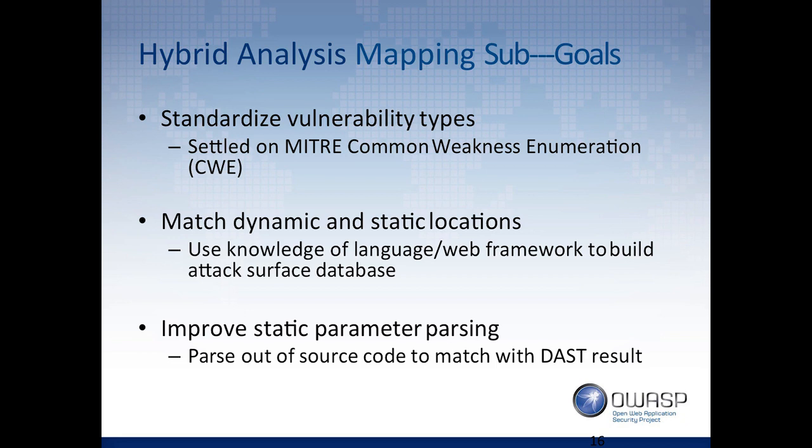Similarly, we need to be able to determine, for the parameters that are being passed in, where those enter the source code. We'll talk about why it's important for us to be able to do those things, but those are basically our sub-goals. We need to be able to understand when these two different technologies talk about the type of vulnerabilities, and correlate those. We need to know where source code gets attached to the attack surface of applications, and we need to understand, for parameters being passed in, where that tainted data enters the application.